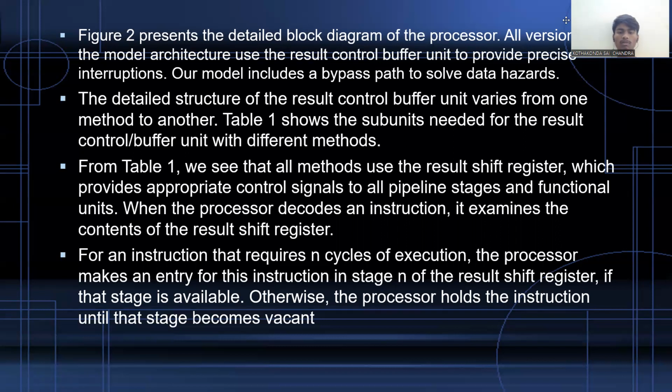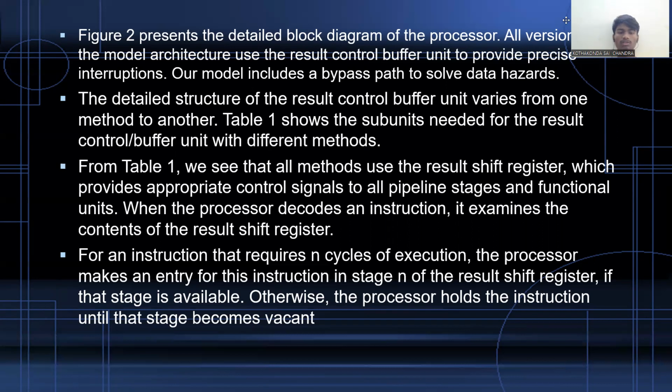Table 1 shows the subunits needed for the result control buffer unit with different methods. From table 1, we can see that all methods use the shift register, which provides appropriate control signals to all pipeline stages and the functional units.